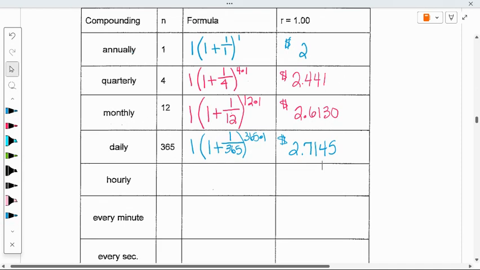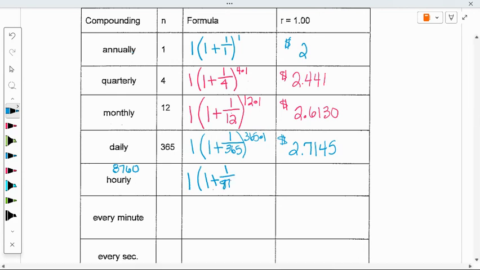All right. Hourly. How many hours are in a year? We'll just take 365 times 24. What do you get? 8,760. Okay. So I have $1. That's my beginning value. And I'm putting into the formula 1 plus my percent, which is 100%, divided by the number of hours, compounding it to the 8,760th power. So now our money is getting compounded every single hour. How much does it grow now?